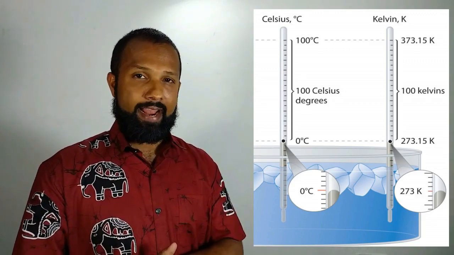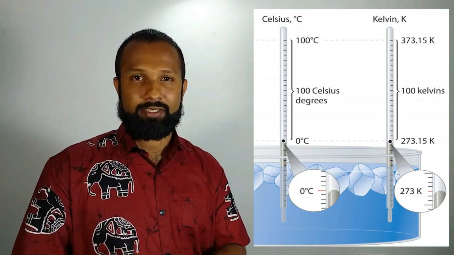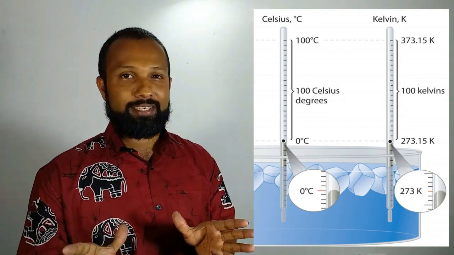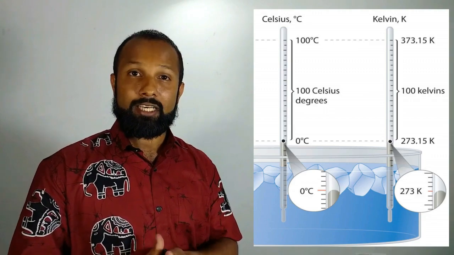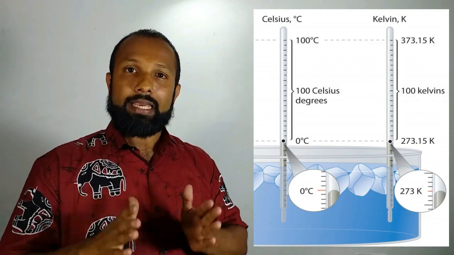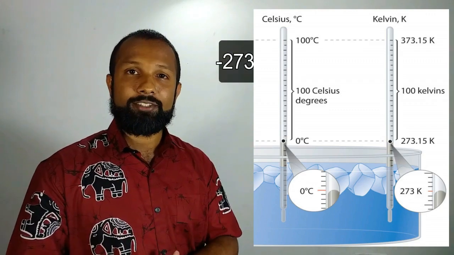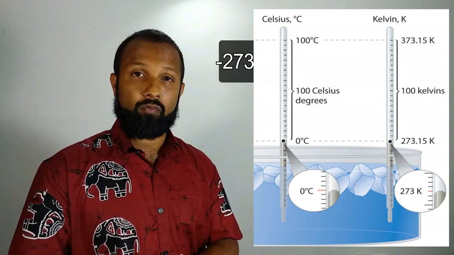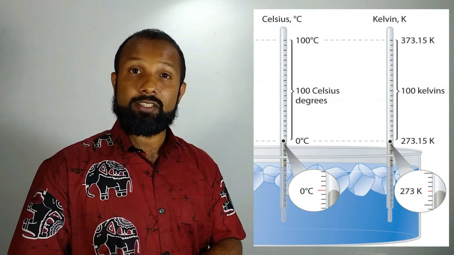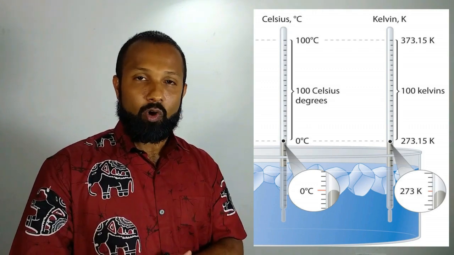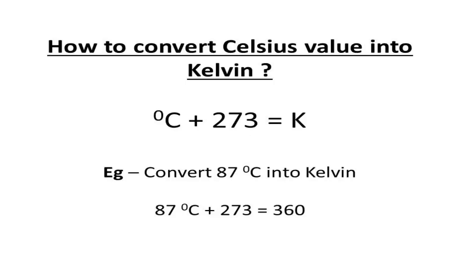Kelvin said that the minimum temperature that an object can reach, when the kinetic energy of particles becomes zero, is 0 Kelvin. It is similar to minus 273.15 degrees Celsius. It is also called absolute zero.